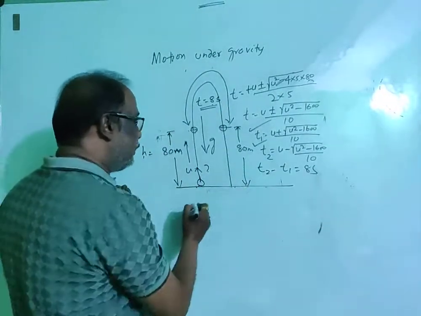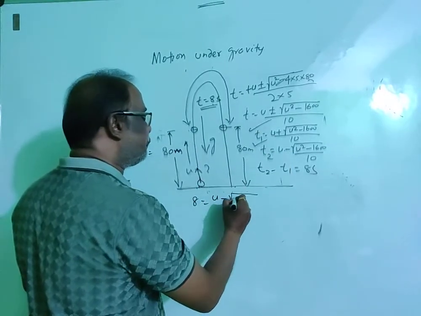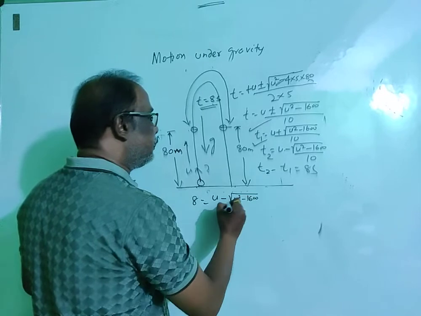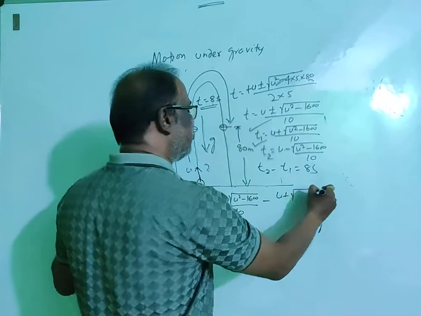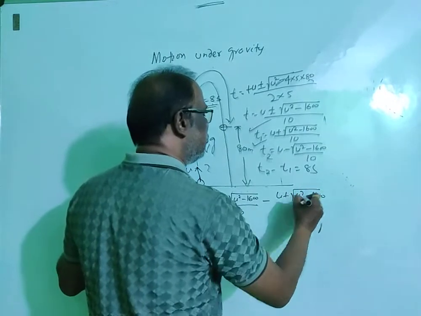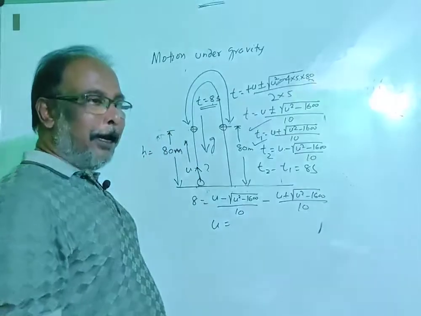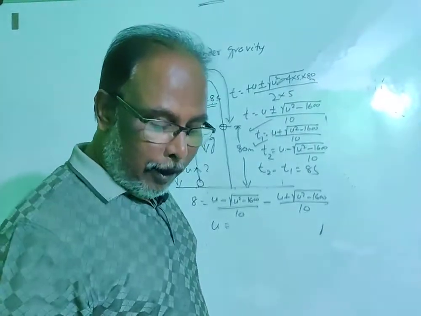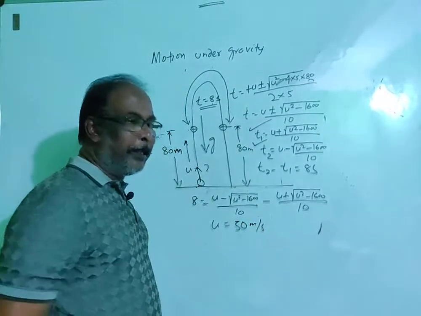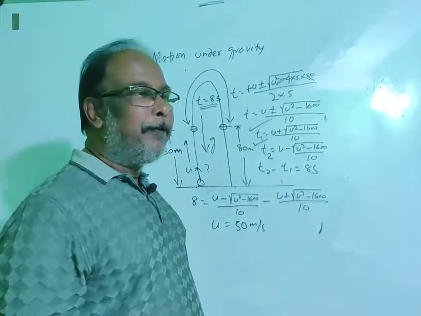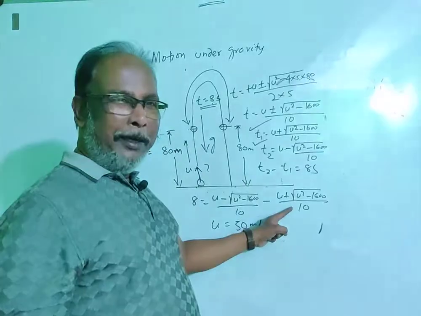t2 minus t1 is 8 second. Then in place of t2 we may write u minus root of u square minus 1600 divided by 10, minus t1, u plus root of u square minus 1600 divided by 10. Now you can solve for u. Answer for u will be 50 meter per second. Answer for initial velocity is 50 meter per second. You can solve it easily.